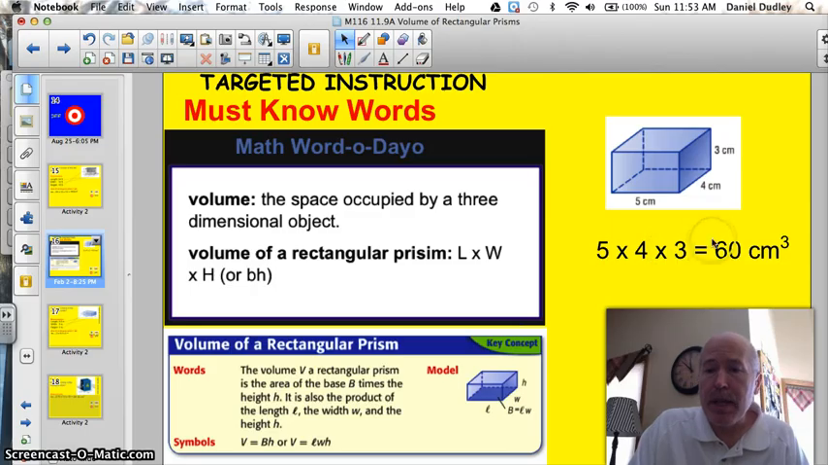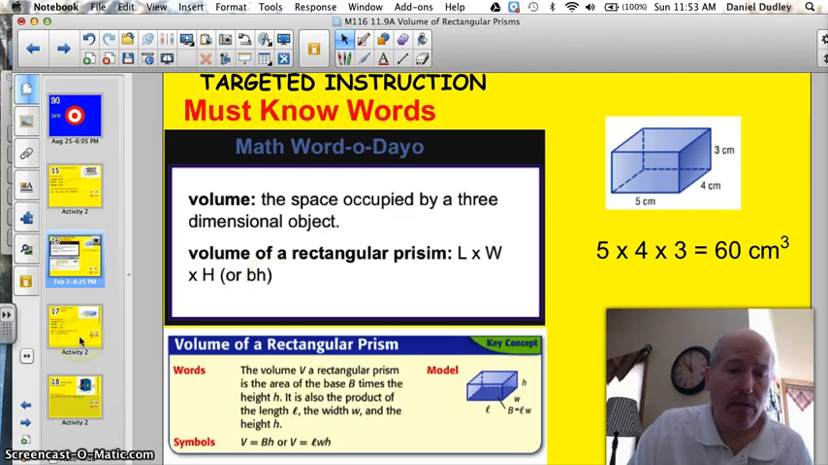So here's our first example. Here's a cube. That actually looks like more of a rectangular prism. We've got one side that's 5 centimeters, a side that's 4 centimeters, and a side that's 3 centimeters. So you've got 5 times 4 times 3. 5 times 4 is 20, times 3, 60 centimeters cubed. Exponent of 3, you've got 3 measurements. Okay? It's just that simple.